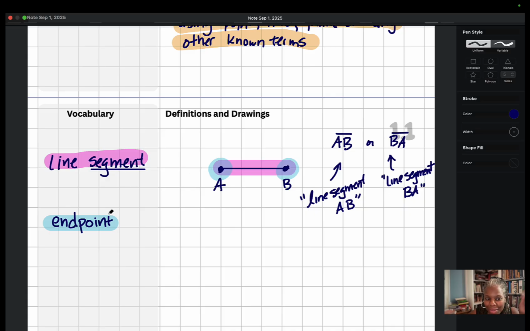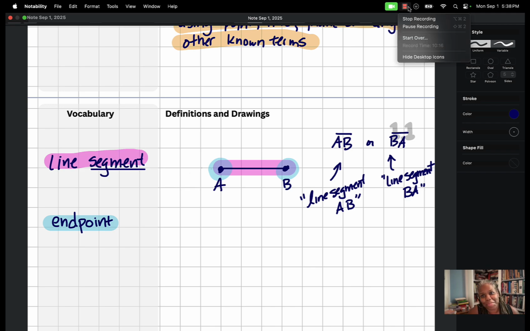Sometimes we'll say segment. And a segment is part of a line, and it's broken off by endpoints. It's got two endpoints, a beginning and an end. It has a distinct length, whereas a line doesn't. A line goes on forever and ever. A few more words, like 3 more, and we're done.